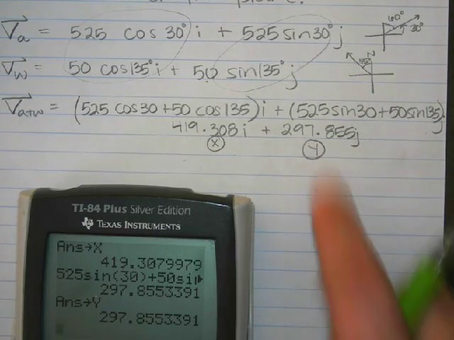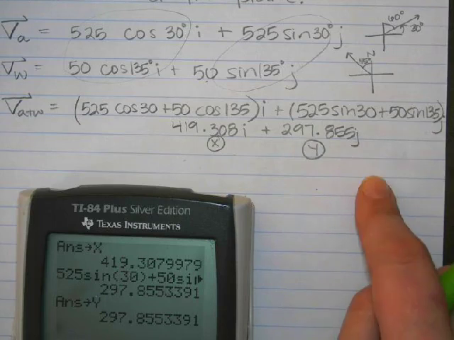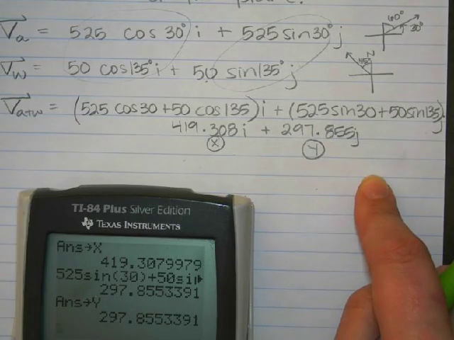Did we get those decimals? I got 297.178. You have a typo somewhere.